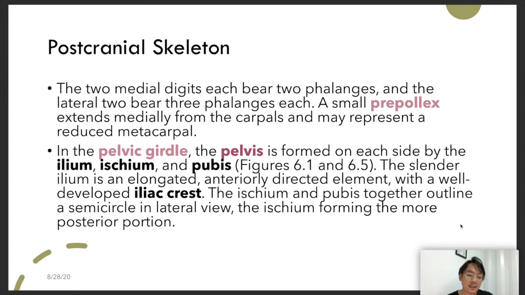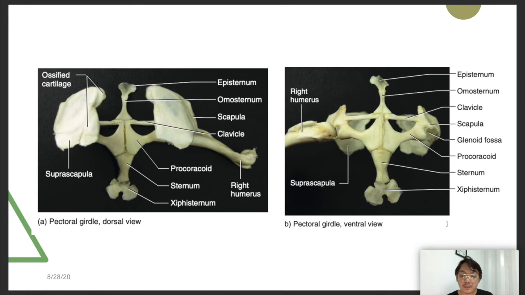So for the pectoral girdle dorsal view, I'll read the labels: ossified cartilage, suprascapula, episternum, omosternum, scapula, the clavicle, the procoracoid, the sternum, symphysternum, and the right humerus, and almost the same structures in the ventral view. For the left lateral view of the pectoral girdle of the frog, we have the episternum, the omosternum, the procoracoid, suprascapula, scapula below, and glenoid fossa, sternum, and the symphysternum.